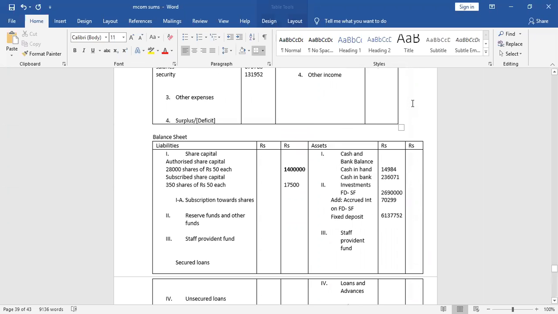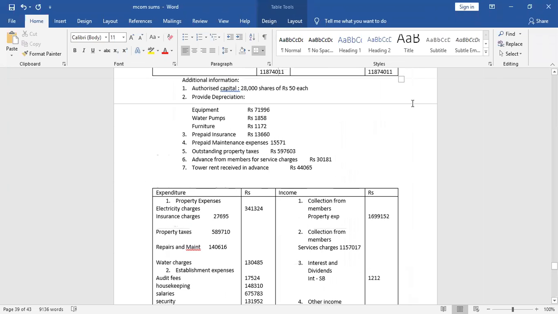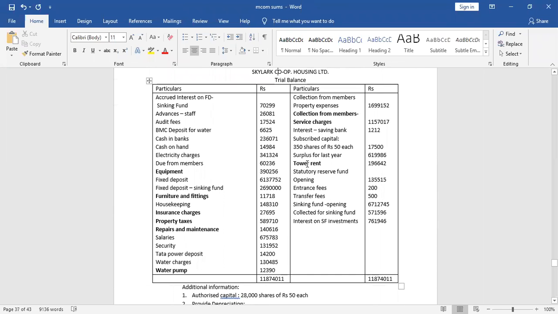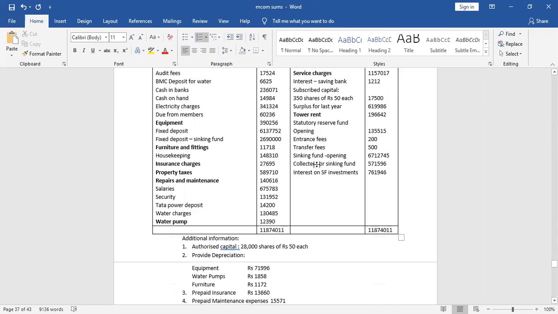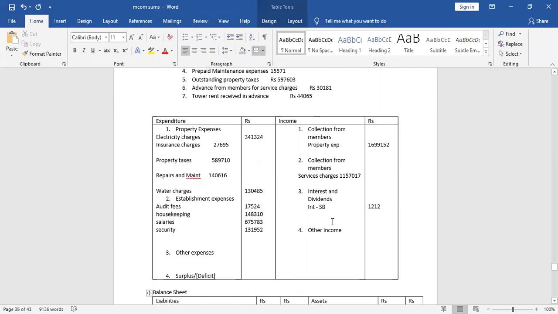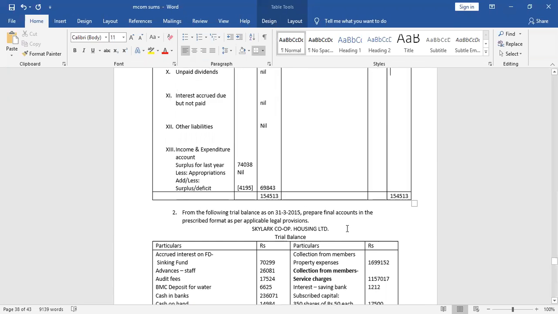Now next one, what is the next one? The next one is tower rent, 1,96,644. This is other income, tower rent. So we will write it, it is having adjustment also. Tower rent, how much is it? 1,96,642.